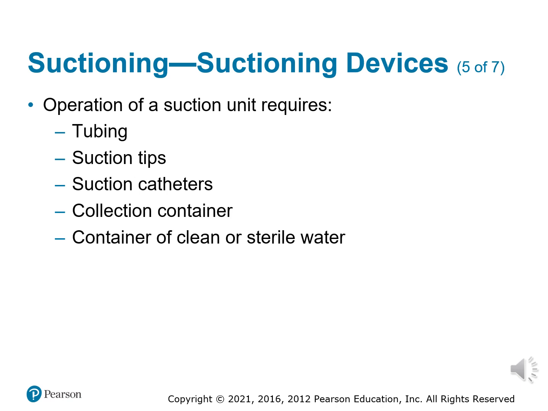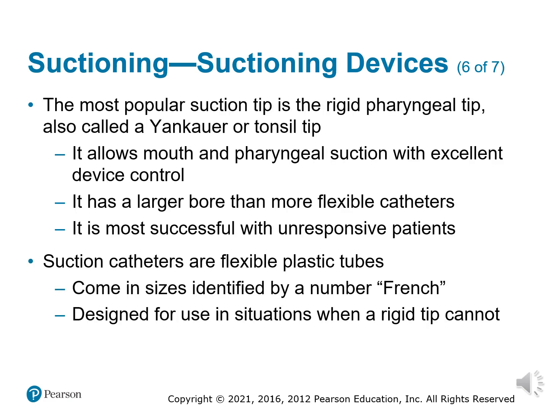It requires tubing, suction tips, suction catheters, collection containers, and a container of clean or sterile water. The most popular suction tip is the rigid pharyngeal tip, also called a Yonkers or a tonsil tip. It allows mouth and pharyngeal suction with excellent device control. It has a larger bore than more flexible catheters, and it is most successful with an unresponsive patient.